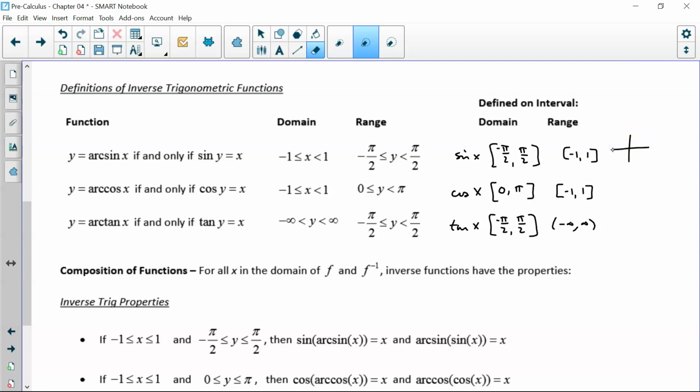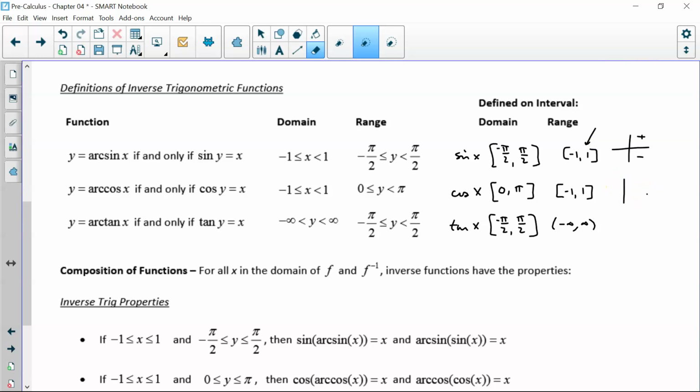So really what we want to think about: for sine, we're working in quadrants 1 and 4. 1 if it's positive, 4 if it's negative. We can't take the inverse sine or arc sine of anything greater than 1 or less than -1. It's got to be between -1 and 1.